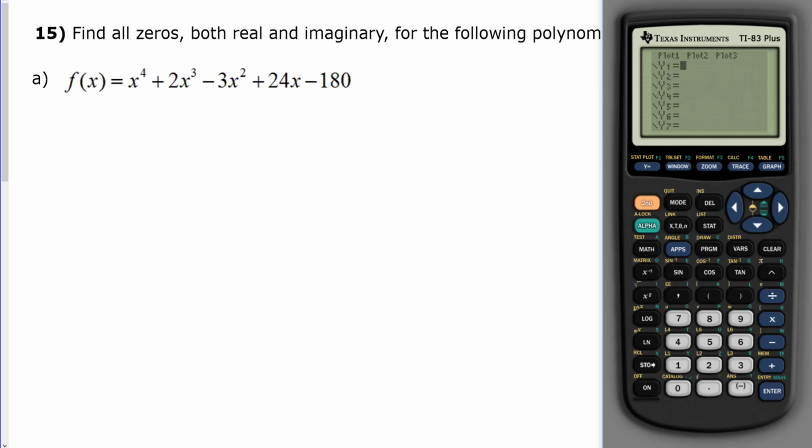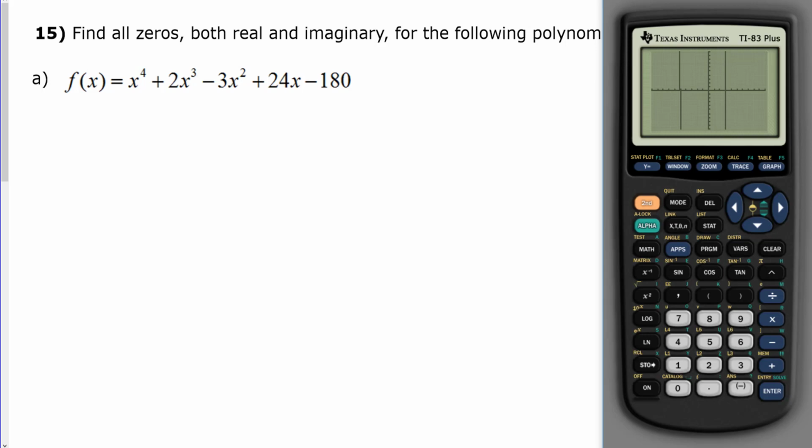So under y equals, I'm going to graph x to the fourth power plus 2x cubed minus 3x squared plus 24x minus 180. And I'm just going to use the standard zoom window, so -10 to +10 and so forth.